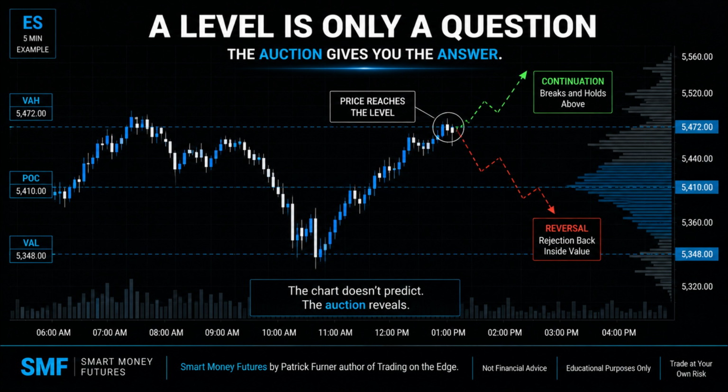The common mistake is thinking price has to reverse because it reached a level. It does not. A level is only a question. The auction gives you the answer.